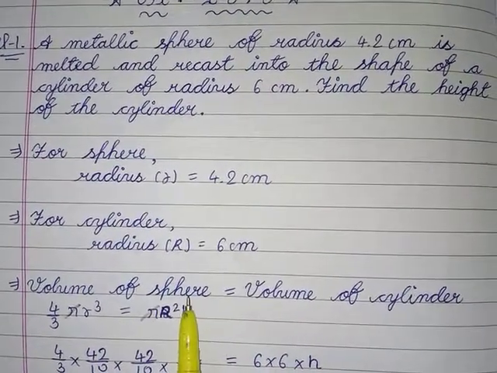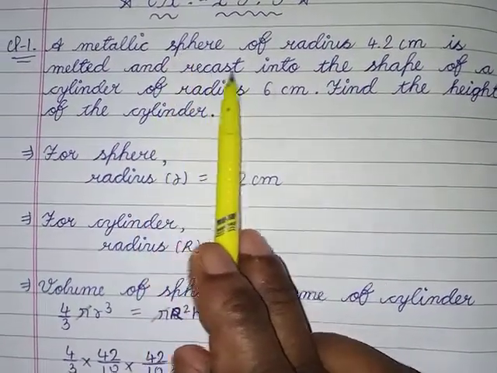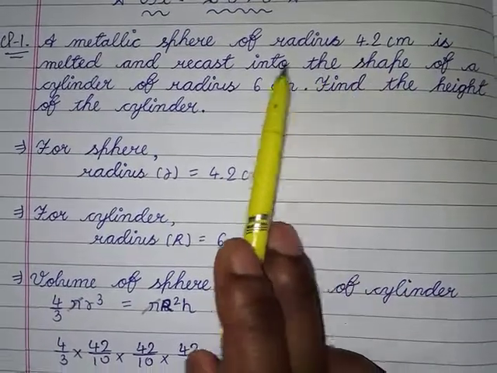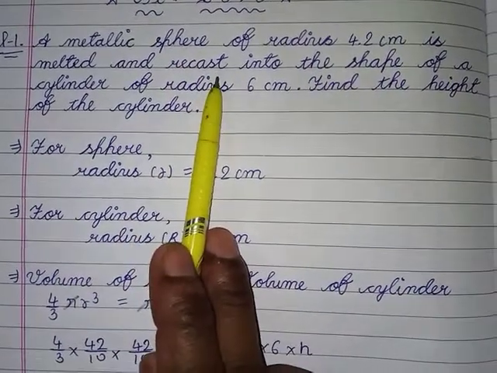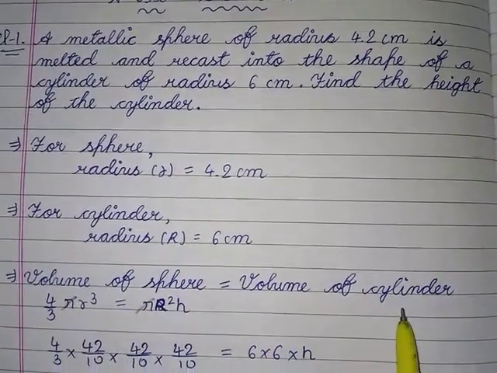Volume of sphere, recast. Whenever one shape is changed into another shape, it is always the volume that stays the same. That you have to remember. Whenever one shape is changed into another shape, it is always the volume. So volume of sphere is equal to volume of cylinder.